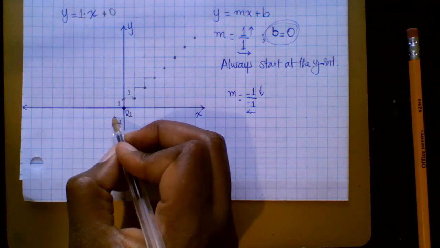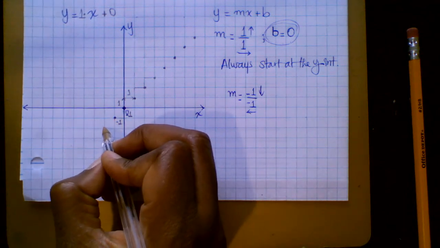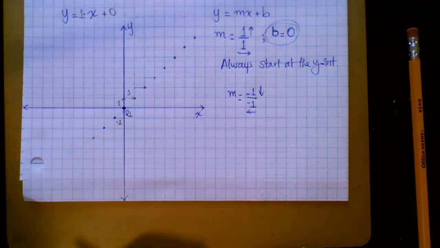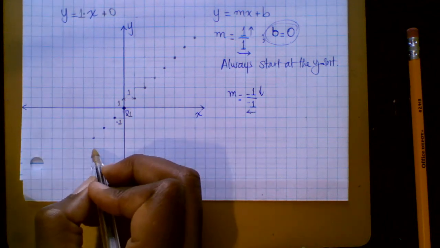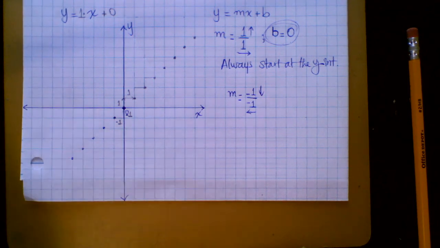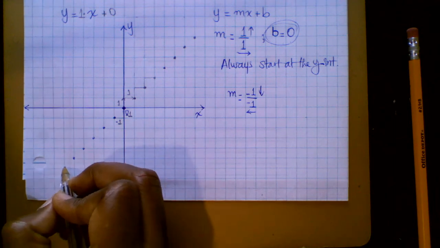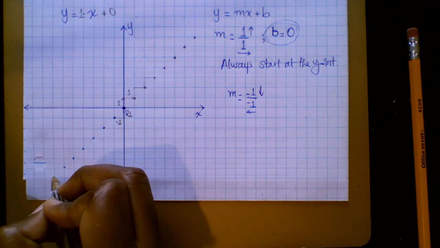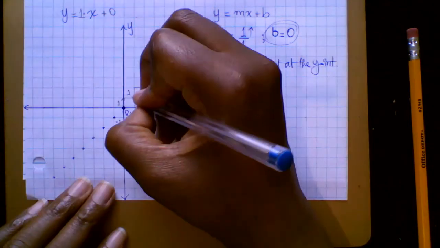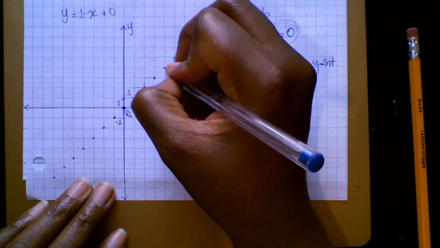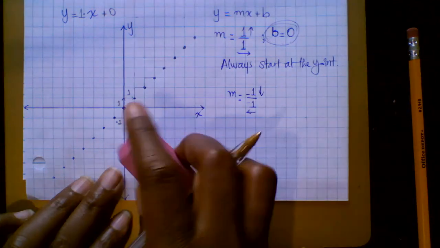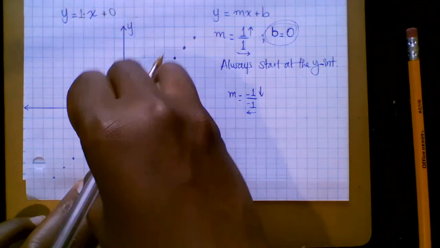So you go down 1, move to the left 1, and place your dot. Keep repeating. I think I'm done, I'm going to stop here. I have enough ordered pairs. Then I am going to erase my numbers here for the axes.